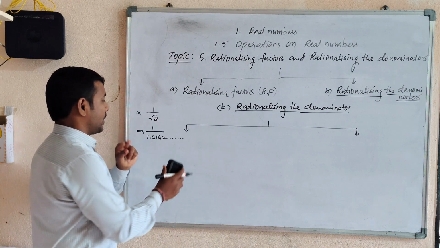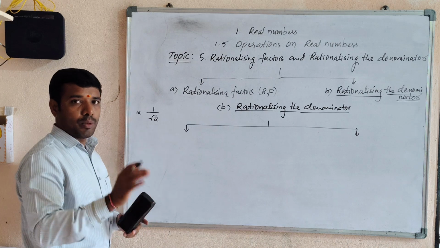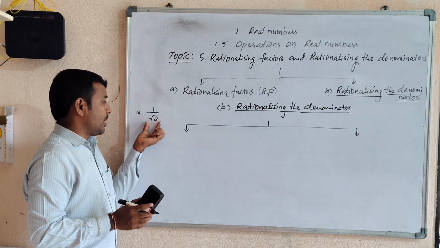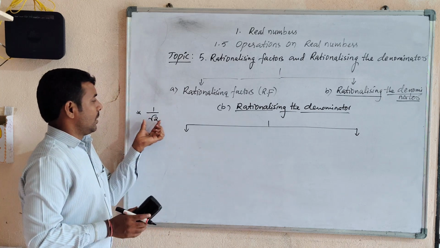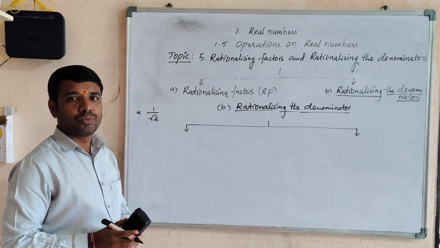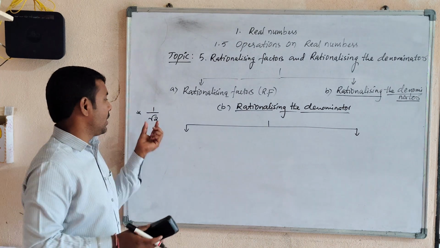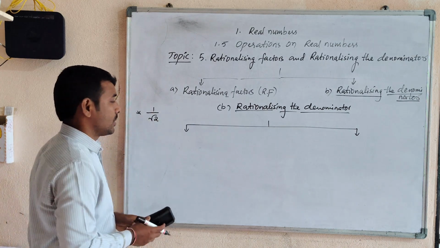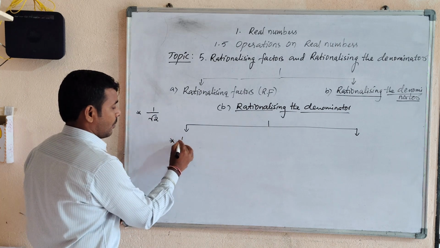Here we are raising two things. 1 by square root 2, we are unable to represent on the number line because the denominator is irrational. One more problem: the value of 1 by square root 2, we are unable to find because the denominator is irrational. So how to overcome these problems? I think you understood what the problem is.